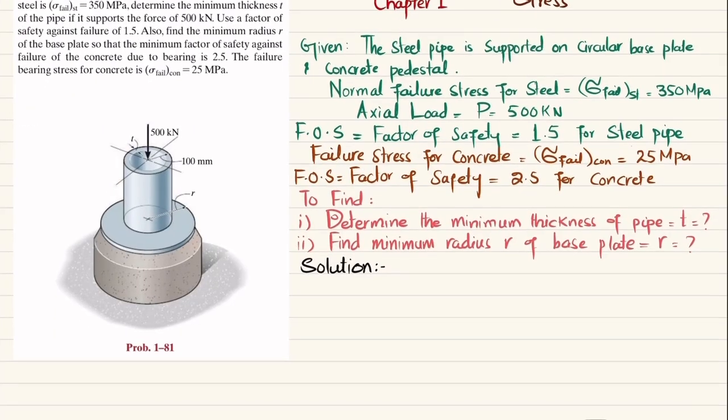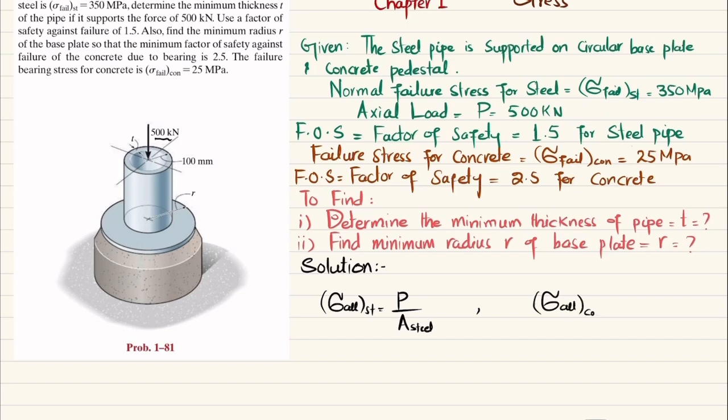We can see we have steel plate and concrete. So we know that allowable normal stress for steel is equal to this load, which is acting, 500 kilonewton, P, divided by the area of this pipe. Okay, clear? Area of steel pipe. And similarly, allowable bearing stress for concrete is equal to this load P divided by the area of this concrete. So the area of this concrete is similar to the area of this base plate. So area of concrete, you can see.